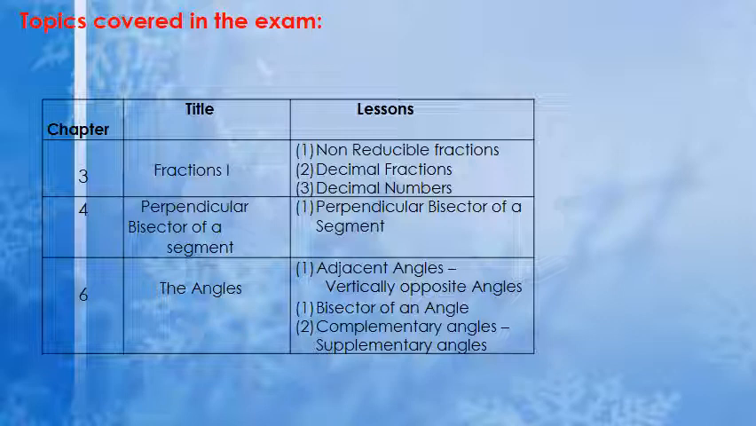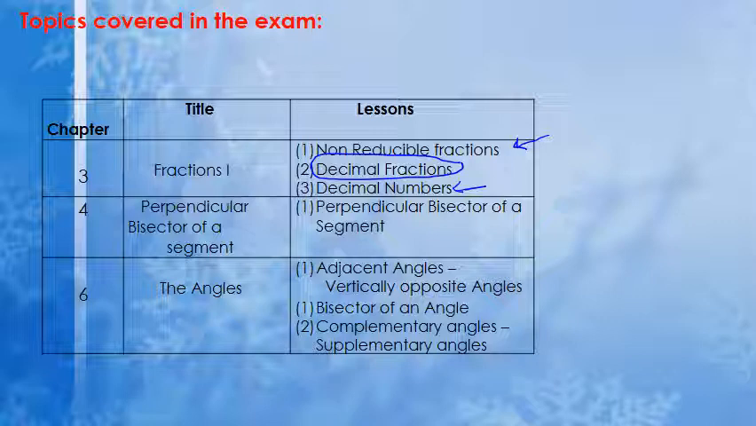The topics covered in our semester 2 exam are fractions 1, in which we have studied about reducible fractions and non-reducible fractions. We've seen what are decimal fractions and how we can change some numbers into fractions, and we remember together important things about decimal numbers. The second lesson is the perpendicular bisector of a segment. If we have a segment, we've learned how to draw its perpendicular bisector using a long ruler and a set square, and it's very important to always remember the definition of the perpendicular bisector of the segment.